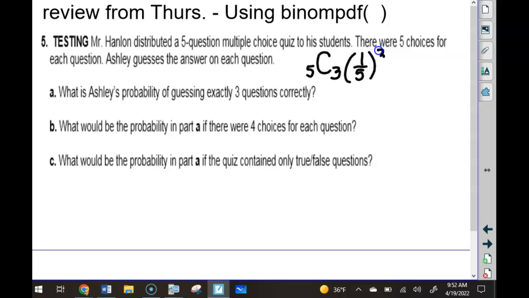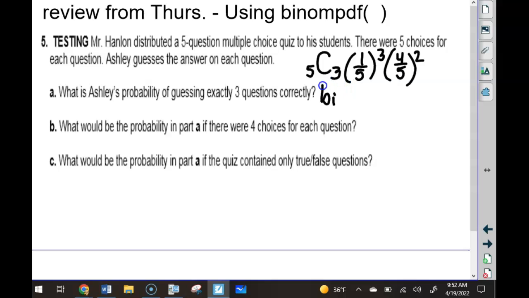And she wants to get 3 right. The probability of failure, anybody? 1 out of 5 is right. How many are going to be wrong, what's the probability of failure? One out of 5 are right. How many are wrong? 4 out of 5. If she wants to get 3 right, that means how many would be wrong? 2. So this is the long way of doing it.